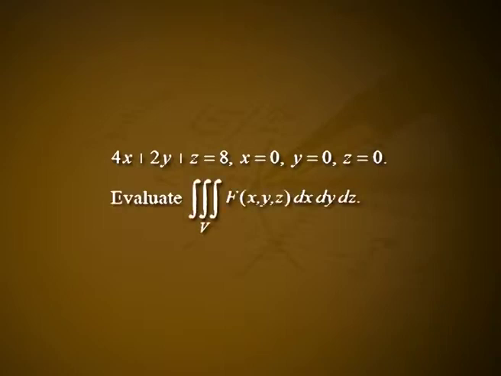Example 1. Let f(x, y, z) equal 45x squared y, and let V denote the closed region bounded by the planes 4x plus 2y plus z equals 8, x equals 0, y equals 0, z equals 0. Evaluate the triple integral over V of f(x, y, z) dx dy dz.